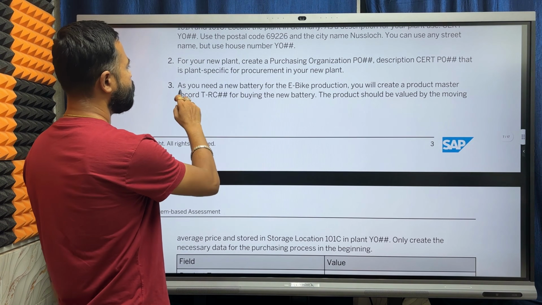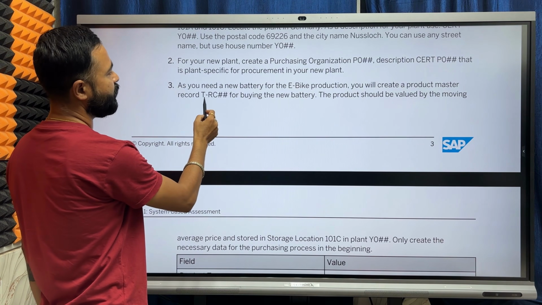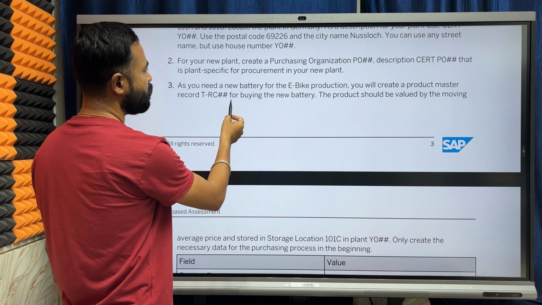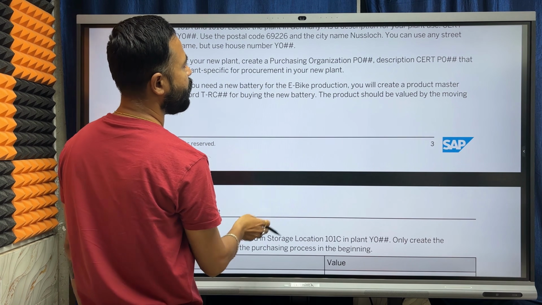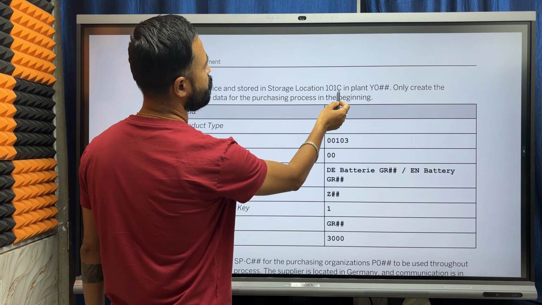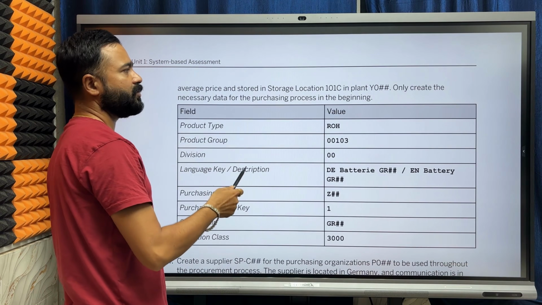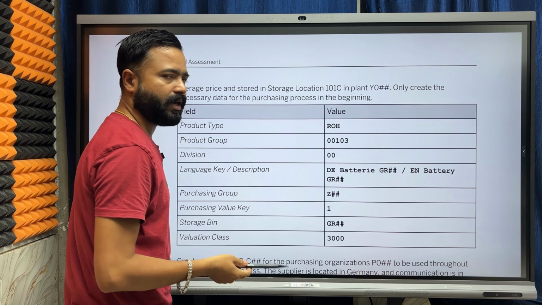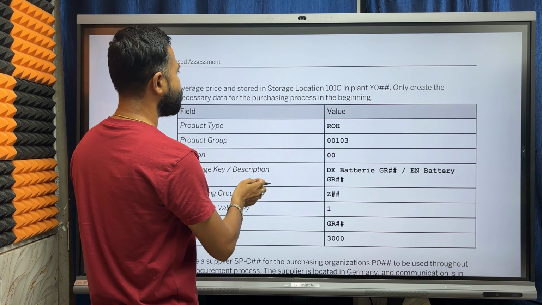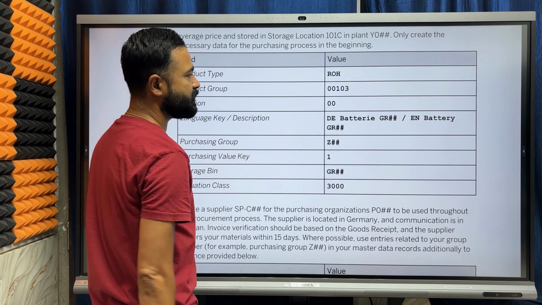Now the third thing is, you need to create a battery for your e-bike. So this is the material code T-RC** and your group ID. Buying the new battery, it should be valued by the moving average price, stored in the storage location 101C, and the plant is Y065. If you have not made it correctly, then again it will not be validated by the AI, right? So now here you can see what is the product type, what is the product group, what is the division, and then comes the description.